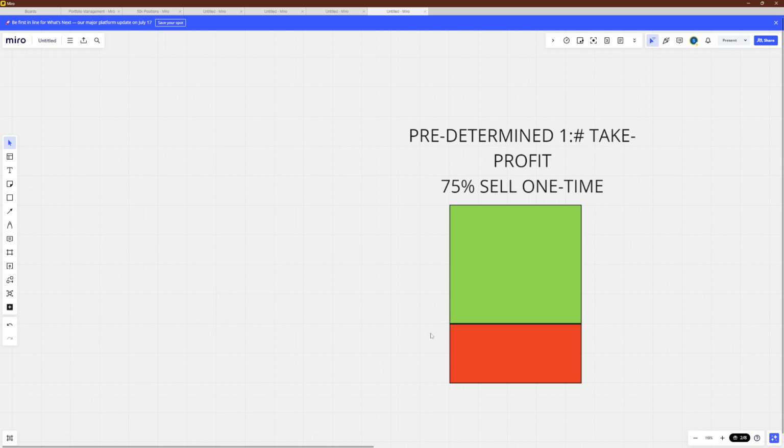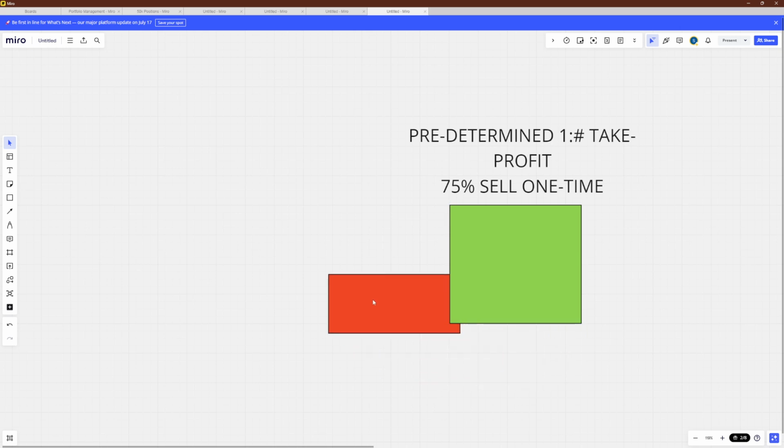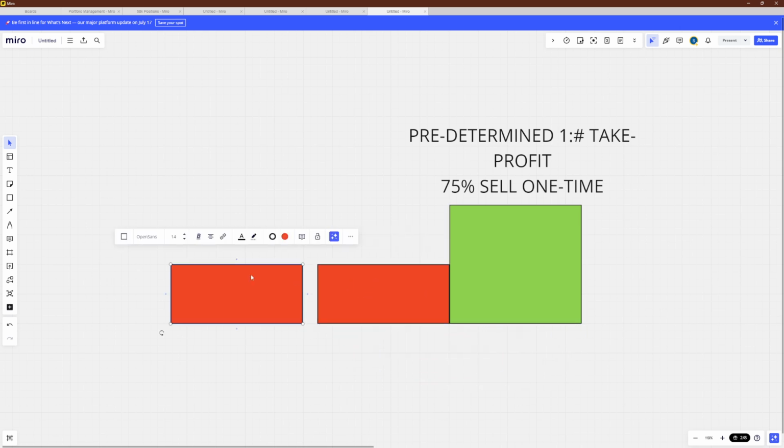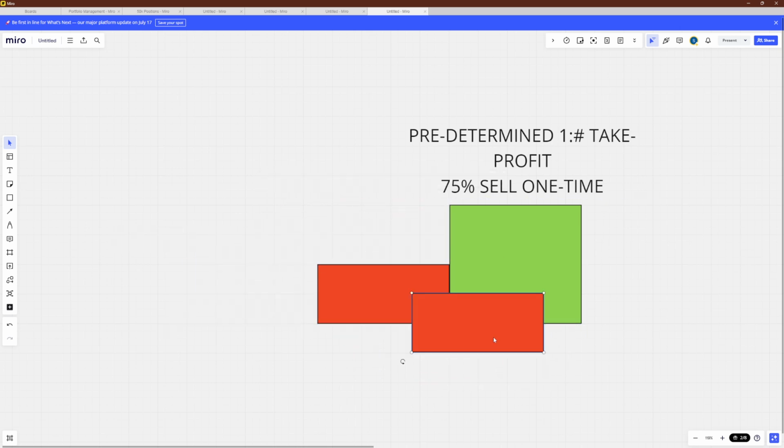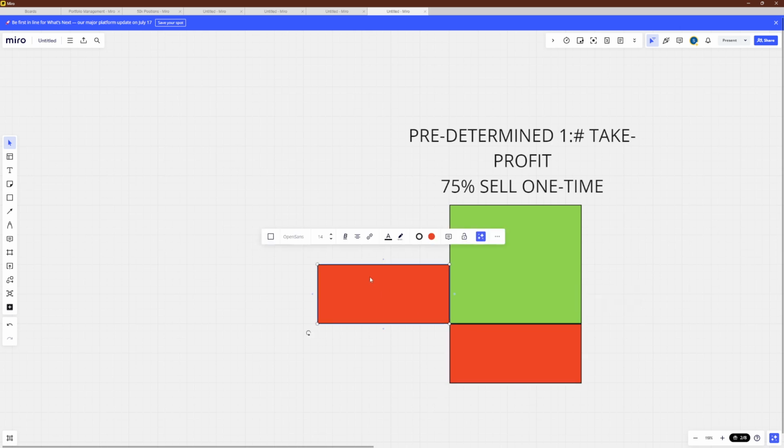So that's my entry, that's my stop loss, and all I do is take this risk range and I double it, and I add it above where I entered. So 1, 2. All right, and that's it. That's the secret sauce, guys.